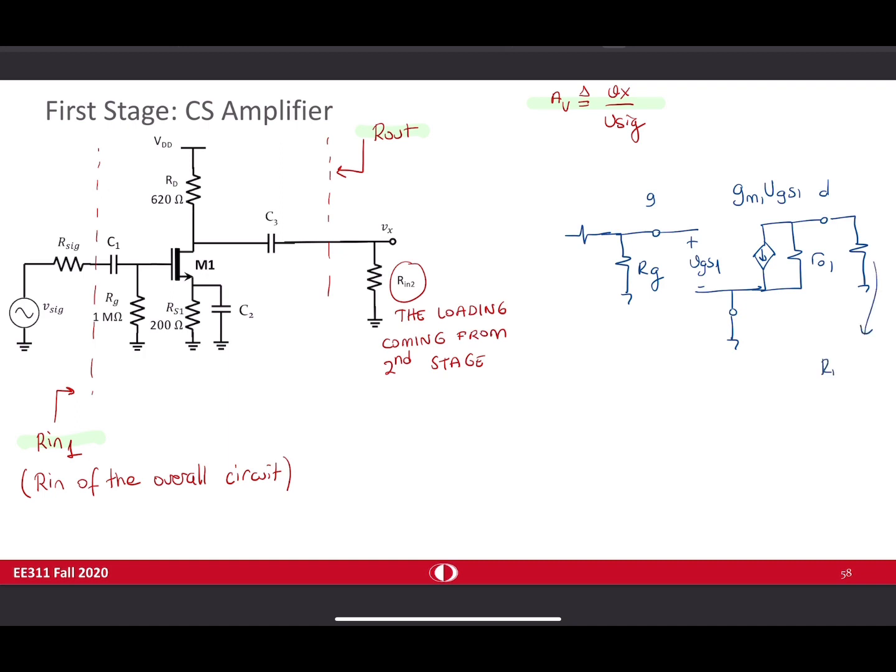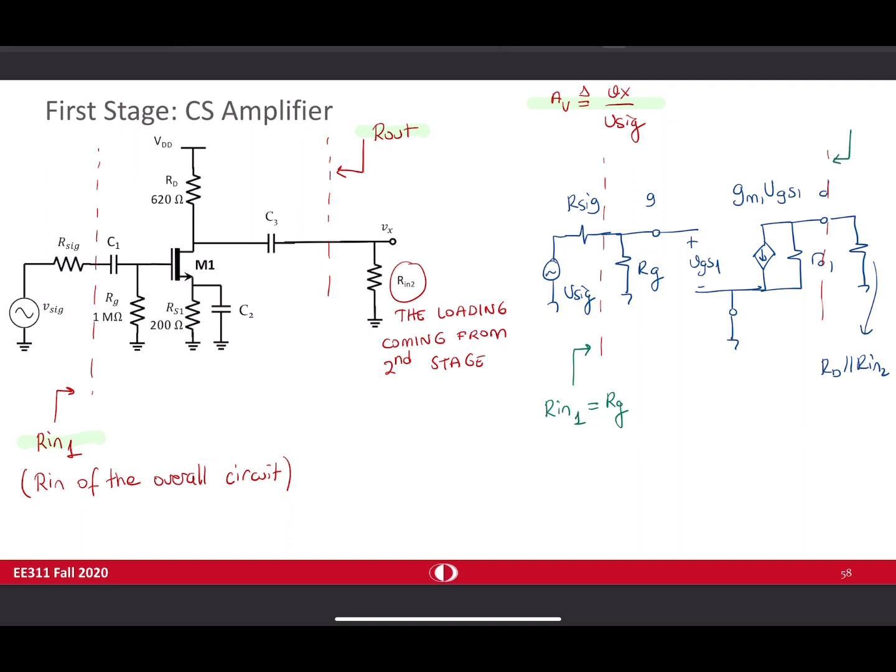This is Rin2, R signal, and V signal. So Rin is quite obvious in here, I guess. Rin of the overall circuit, or Rin1, is Rg.